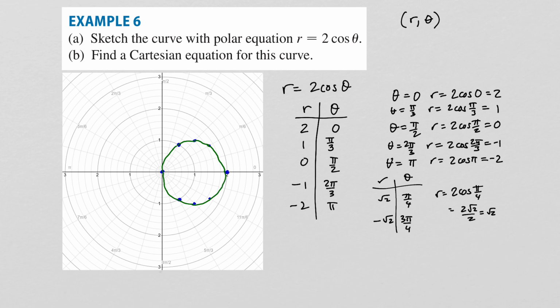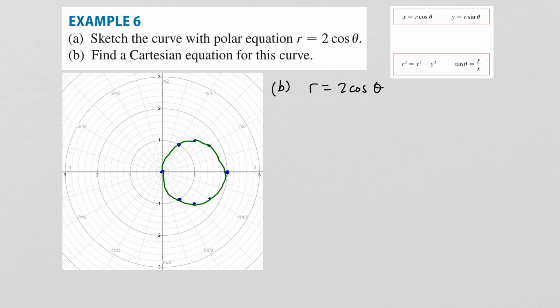All right, so now what we're going to do is the second part of this problem, which is finding a Cartesian equation for this curve. And when we do that, you will see indeed it is a circle. So to convert this into a Cartesian equation, let's remember that x is equal to r cosine of theta.